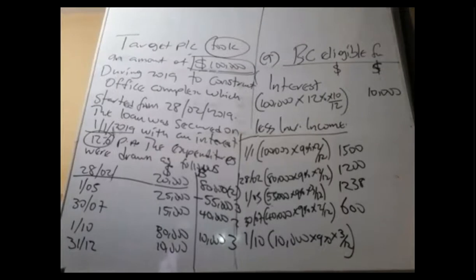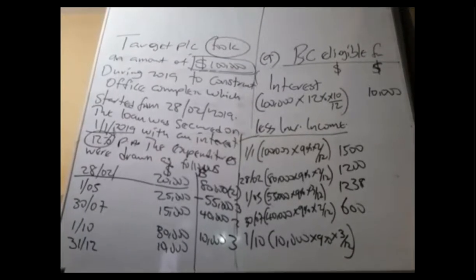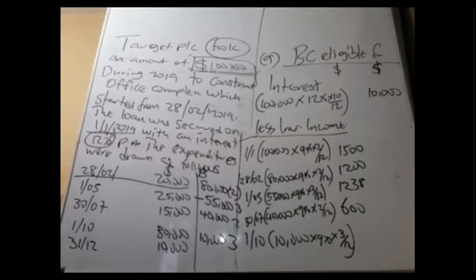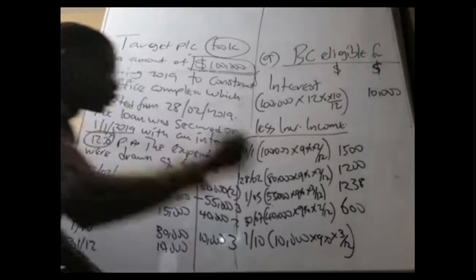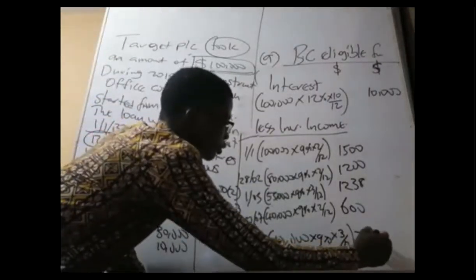It's 225, right? Okay, so 10,000 times 9% should give us somewhere 900. Then 900 divided by 4 should give us 225. Great. So 225.